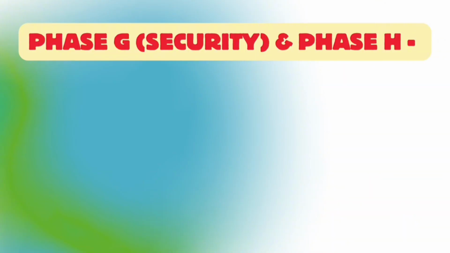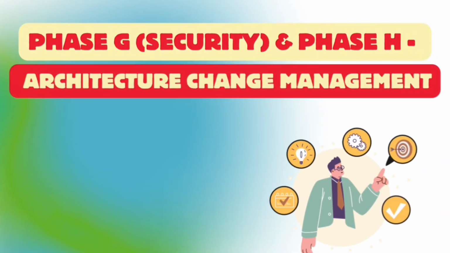Site reliability engineering teams should offer service level agreements for onboarding and incident support. Operate a change log and provide consumer communication. Implementation governance must integrate security and manage architecture change. Next, we cover security and Phase H. Phase G security, and Phase H, architecture change management.